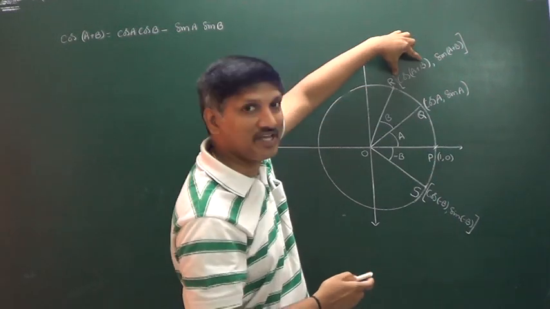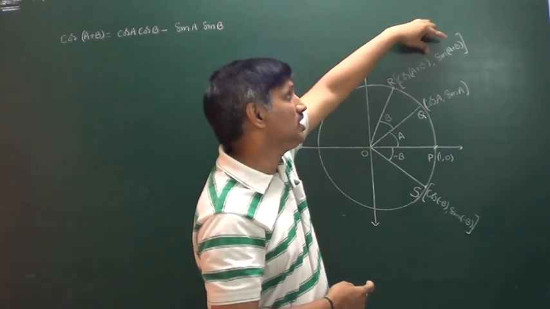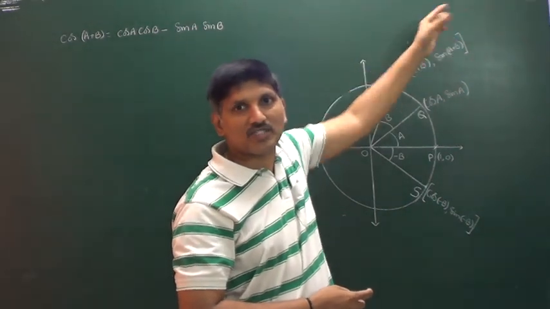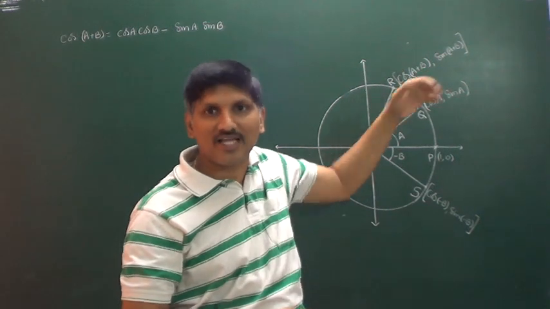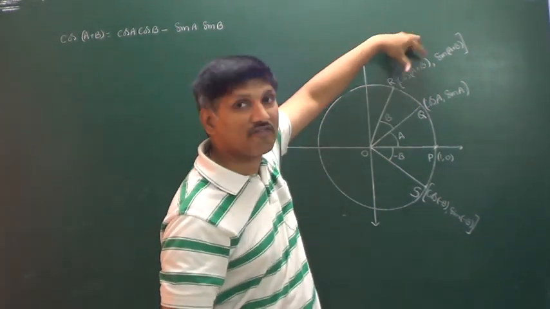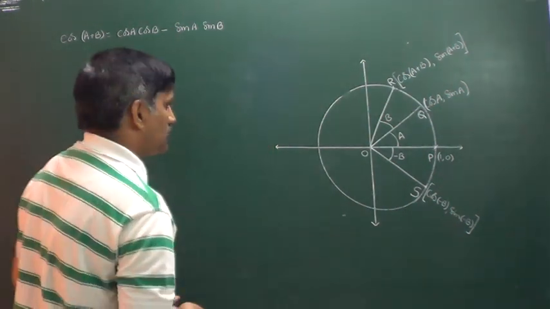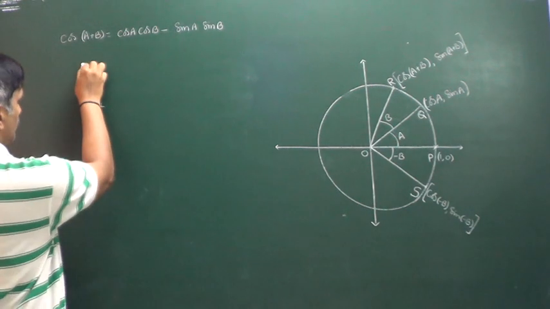That's why this point is (1, 1) cos(a+b), 1 sin(a+b), because r cos theta, r sin theta, just like we discussed earlier. That's why this point is cos of a plus b, sin of a plus b. Observe here, what is angle POR?